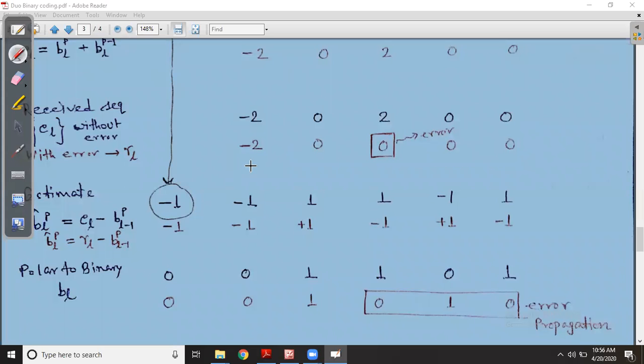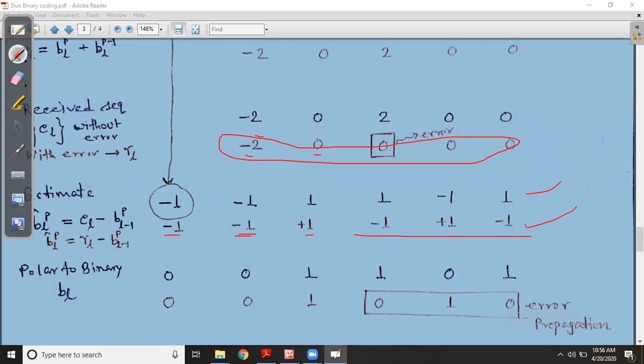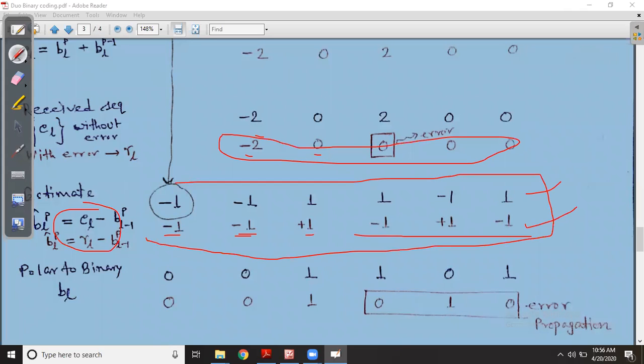Now okay, this row it's okay, I think. The next thing is that we are considering this one with error. So again, this minus 2 minus 1, we have this one. 0 minus 1, we have this one. In that way, it's going. This row also is completed the same way using these two formulas. After that, now we have these polar rows. This is nothing but polar. So polar to binary, binary means we will get back the BL.